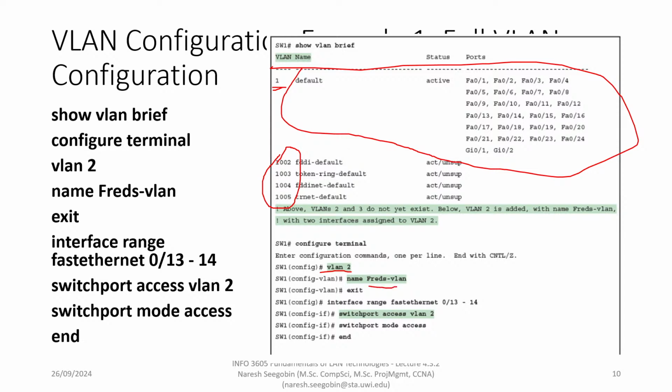Exit, and then what you're going to do, interface range. I mentioned before that you can select a range of interfaces, and then you're going to put switchport access VLAN 2. You put them on Fred's VLAN. Of course, for security, we'll put switchport mode access, and then that will be assigned.